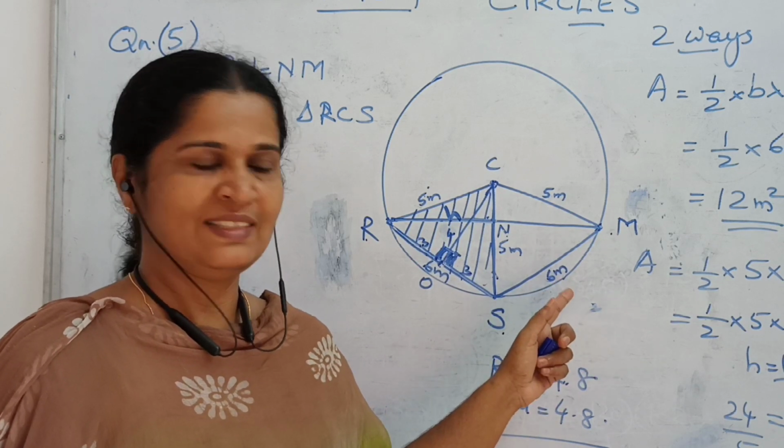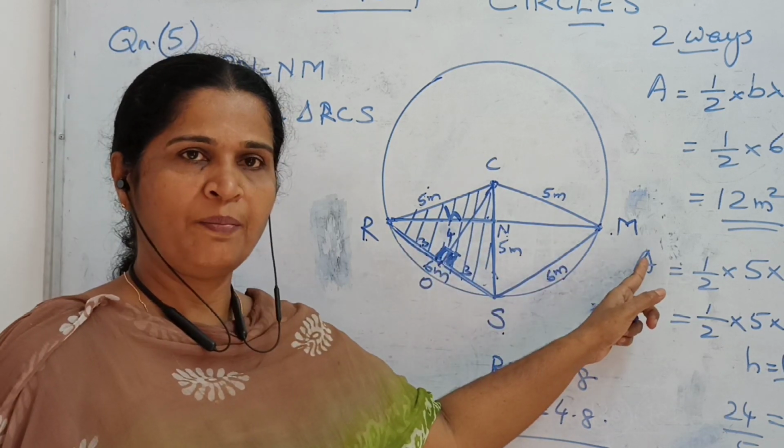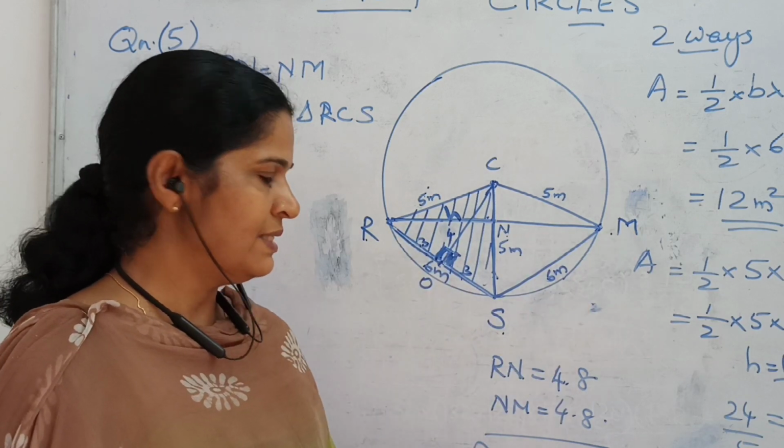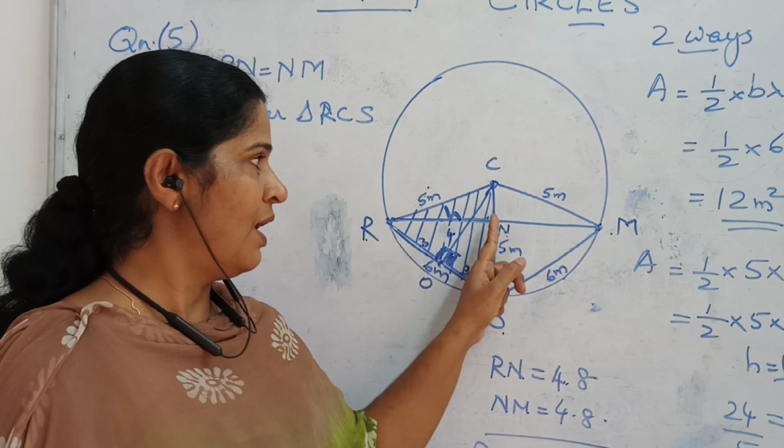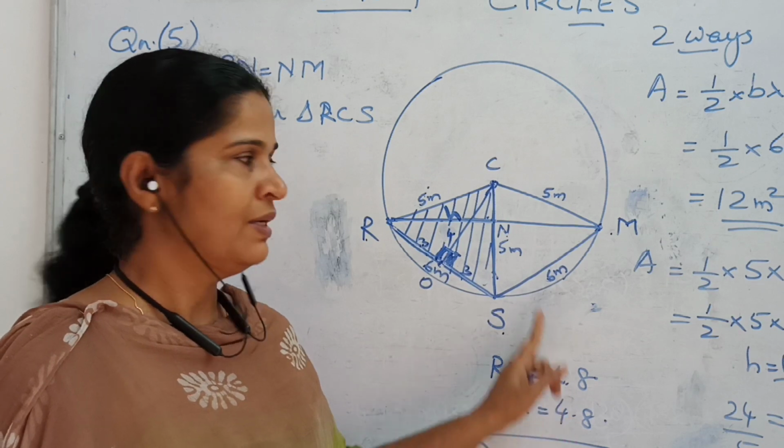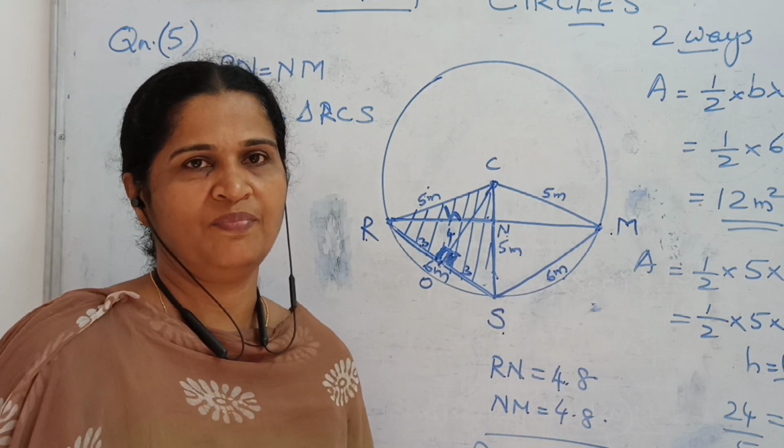Hope you all are clear. So the distance from R to M, Reshma to Mandip, is 9.6 meters, because half of that is 4.8, and double of that comes for RM. Thank you.